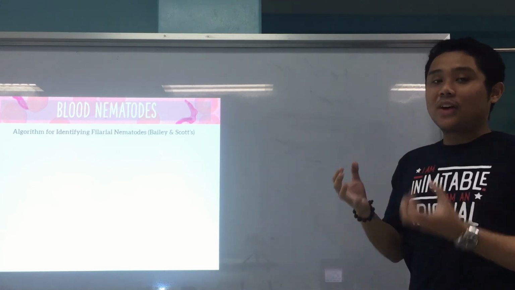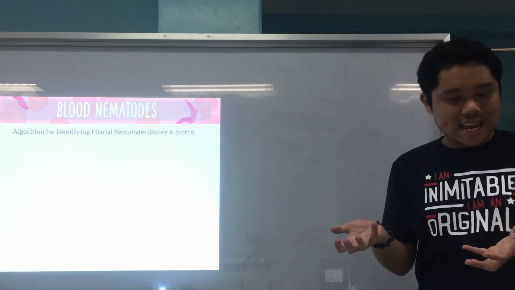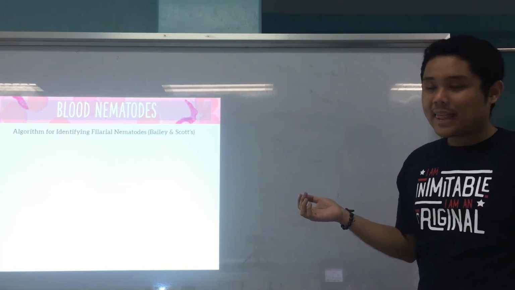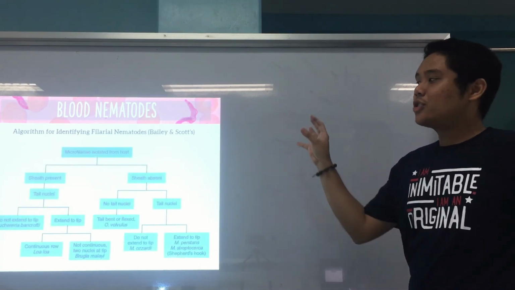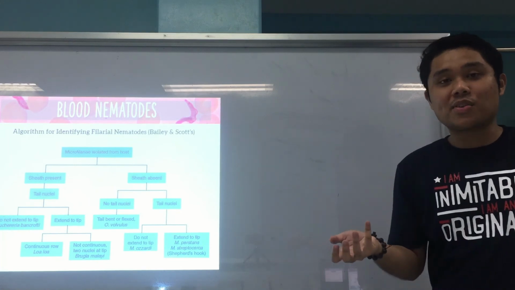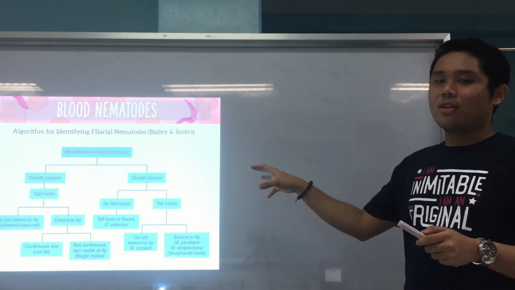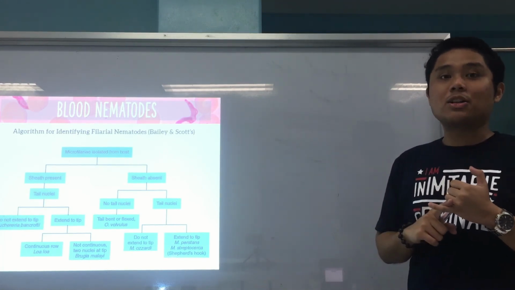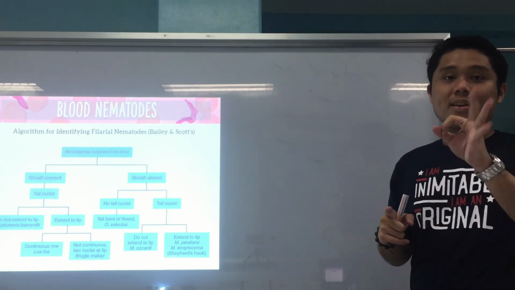The flowchart was suggested or was found written in Bailey and Scott's Diagnostic Microbiology book. And this is the flowchart. So as you can see, it's very easy to comprehend here. So for example, you isolated a microfilaria from your host. The next thing that we look at is the sheath. Okay, so if it's present, right? Again, we call them microfilaria with a sheath. It's either Wuchereria, Brugia, or Loa loa. Alright, it's only the three of them.